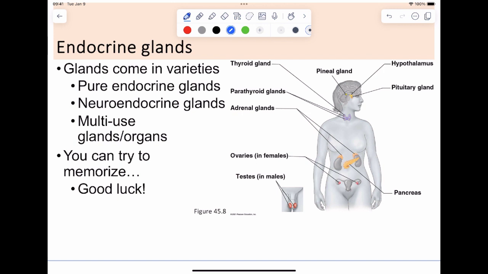Your pancreas turns out to do a bunch of stuff. Here we're labeling ovaries and testes, but we're ignoring the stomach, we're ignoring the skin, we're ignoring intestines. There is plenty of evidence that body fat is an endocrine gland as well. So there's lots of places that make hormones in your body. So if you were ever told, oh, you're going to memorize all the glands, the answer is, well, good luck, because we keep adding to the list.